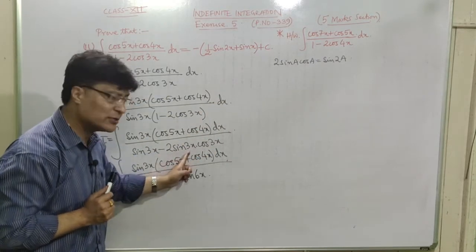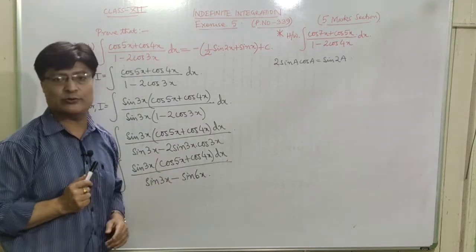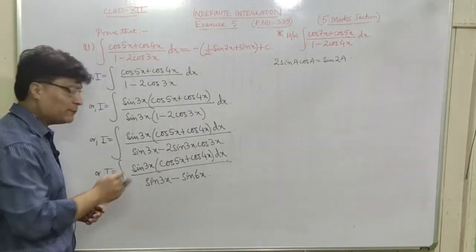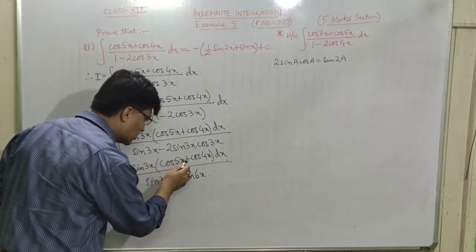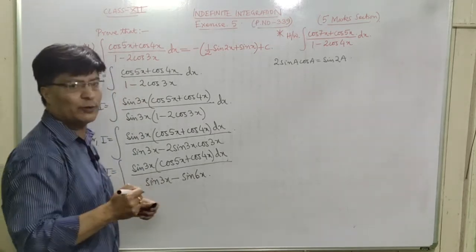A को सट्टामा यहाँ के आएको छ 3x आएको छ. त sin 2 into 3x भनेको नै sin 6x हो. बुझ्दैछ? Now what will you do in the next step? Let us use the formula here. This is cos C plus cos D and this is sin C minus sin D. You know the formula, isn't it?